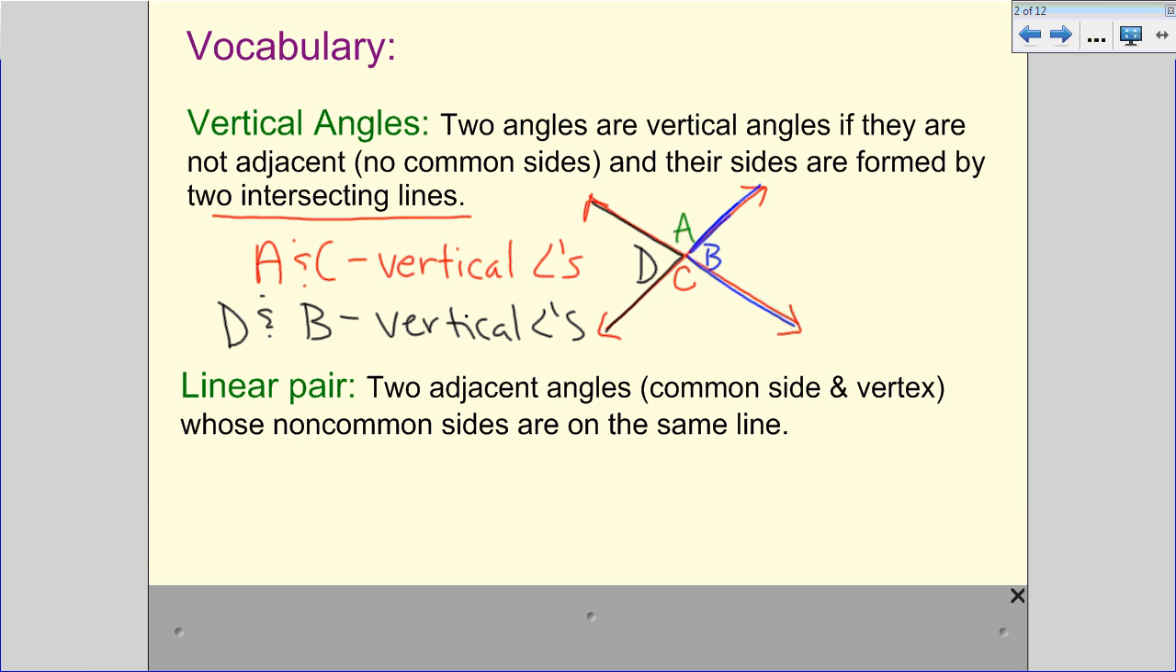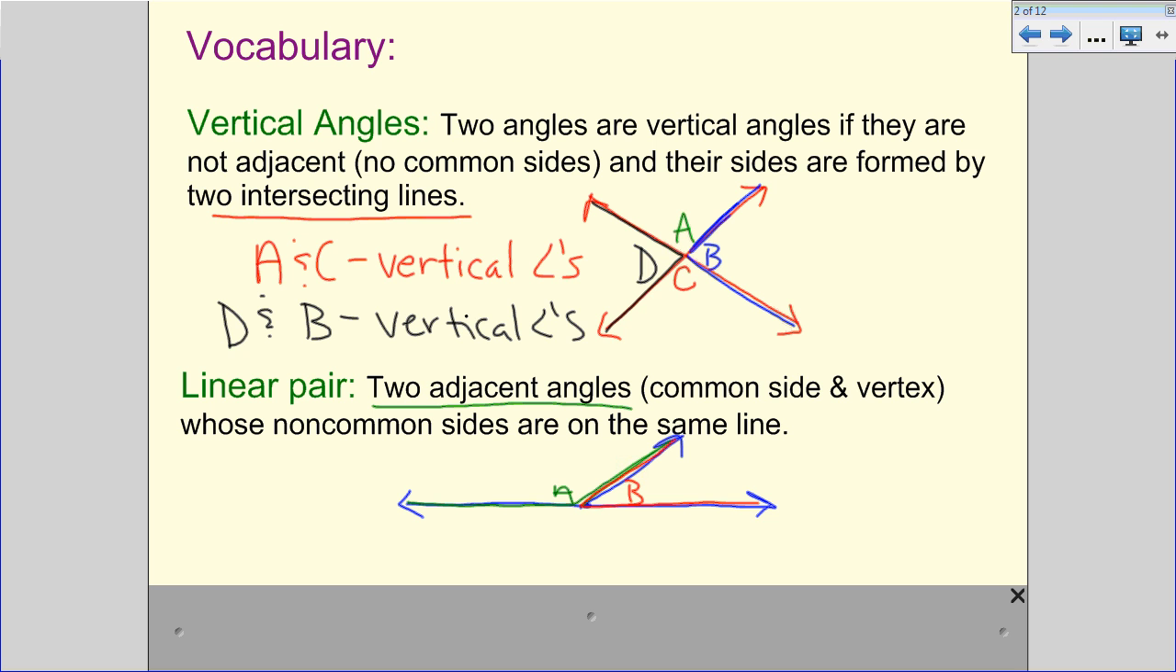So then our next one is a linear pair. Now we're going back to it has to be two adjacent angles, which means they have to have that common side and vertex, whose non-common sides are on the same line. So what we end up seeing often is something that looks like this. We have angle A, which is going to be this green angle here. We're then going to call this angle B, which is going to be this red angle here.